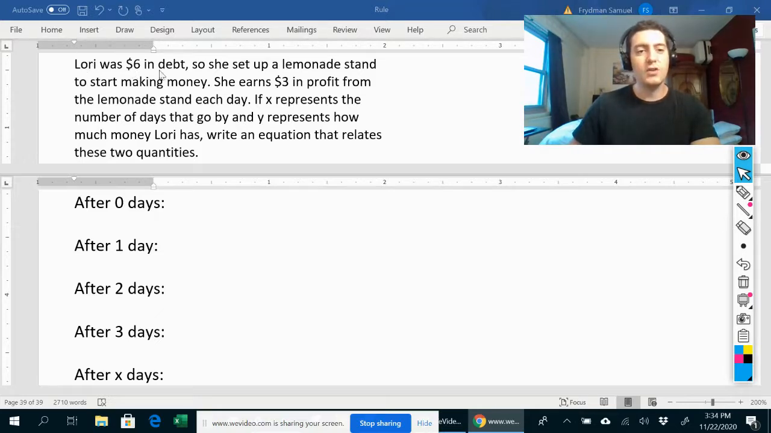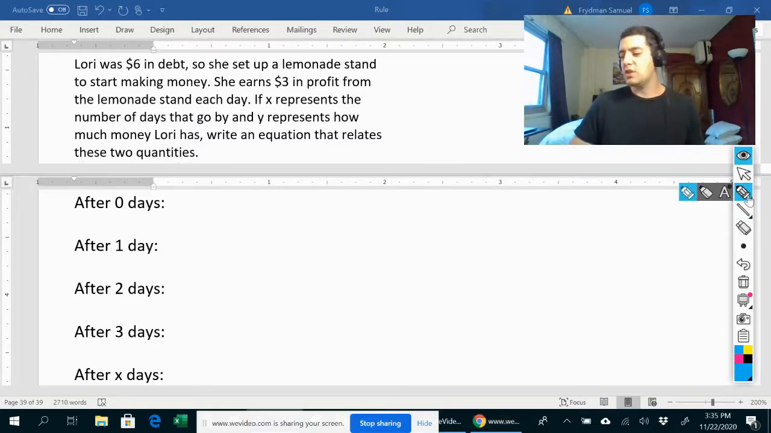Lori was $6 in debt. That means she doesn't have $6, she owes somebody $6. So we would usually represent that with a negative number rather than a positive. Okay, so she was $6 in debt, so she set up a lemonade stand to start making money. She earns $3 in profit from the lemonade stand each day. If X represents the number of days that go by, and Y represents how much money Lori has, write an equation that relates these two quantities.